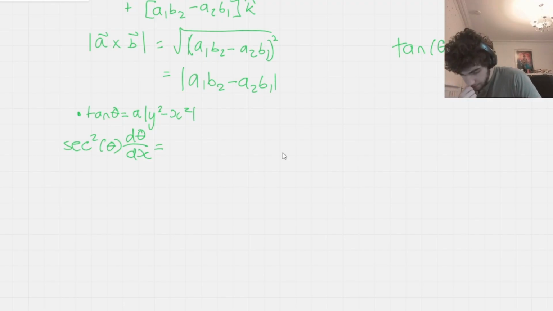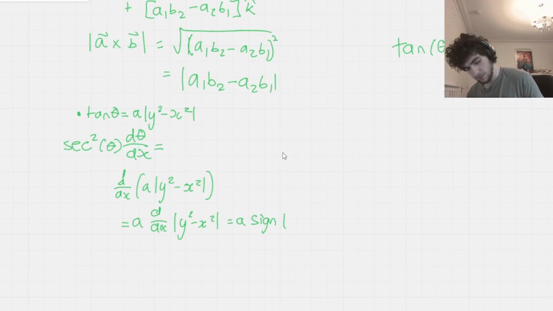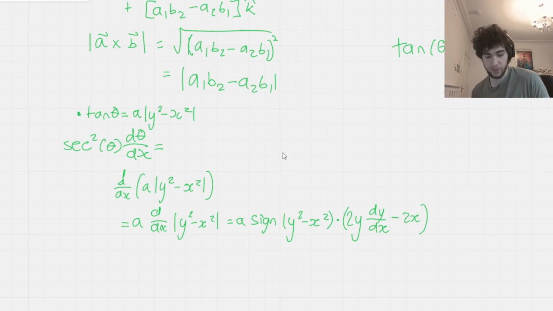Okay, so the derivative with respect to x of a times the mod of y squared minus x squared is simply going to be a multiplied by the derivative of the mod of y squared minus x squared. A is just a constant. And this derivative is just the sign of y squared minus x squared, multiplied by 2y dy dx, that's the derivative of y squared with respect to x, minus 2x, that's the derivative of minus x squared with respect to x.